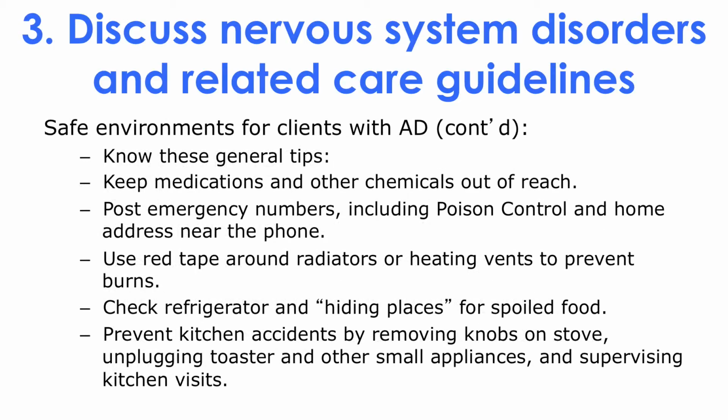So here are more additional general tips we should know. We want to keep medications and other chemicals out of reach. Okay? Post emergency numbers, including poison control and home addresses, near the phone. Because remember, if you have confusion, if you have dementia, problems may start occurring and they may accidentally poison themselves. Almost think about it as little kids, little children, little infants. If they don't know what it is anymore, they may cause injury to themselves.